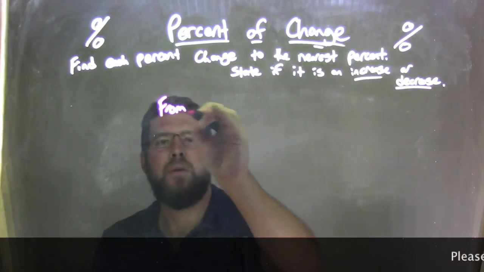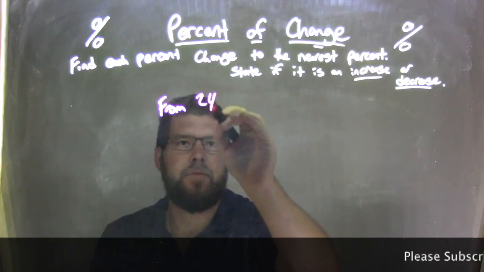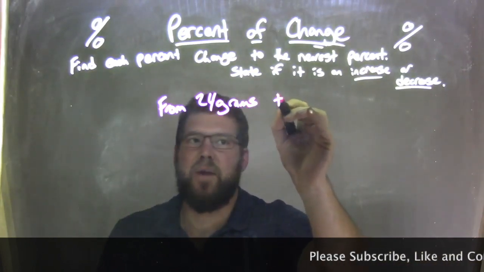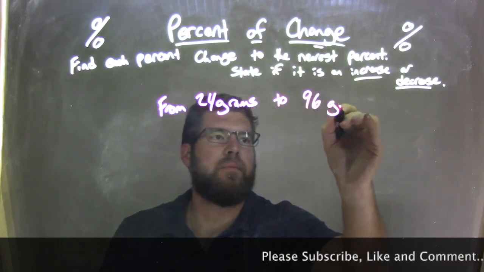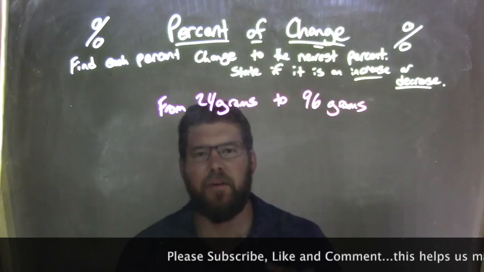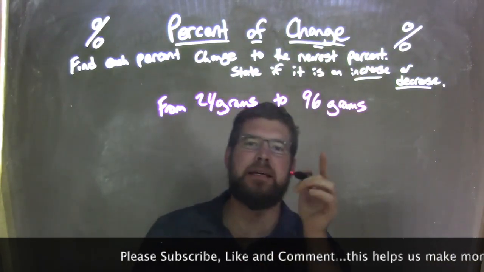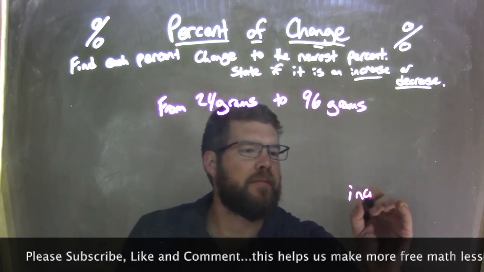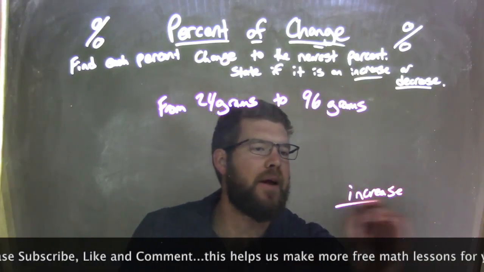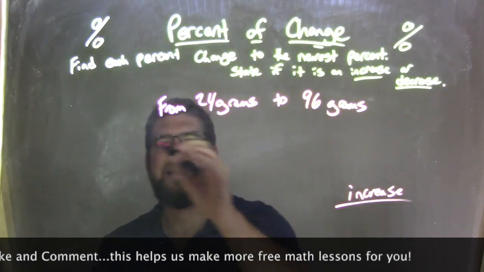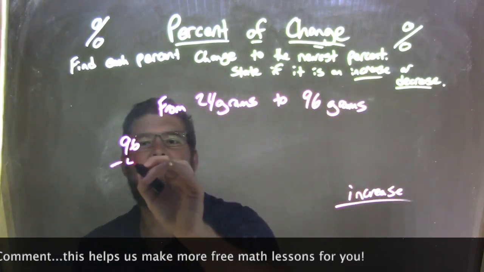From 24 grams to 96 grams. So for 24 grams and 96 grams, first things first, is that an increase or a decrease? It's an increase, right? We're going up. Increase. Put it down right here so I just know. Now I need to find the difference between these two numbers. I take the 96, I subtract 24 from it.